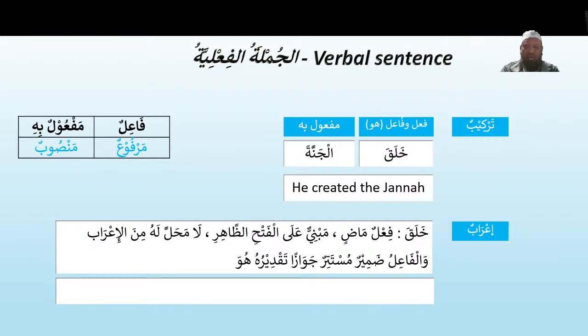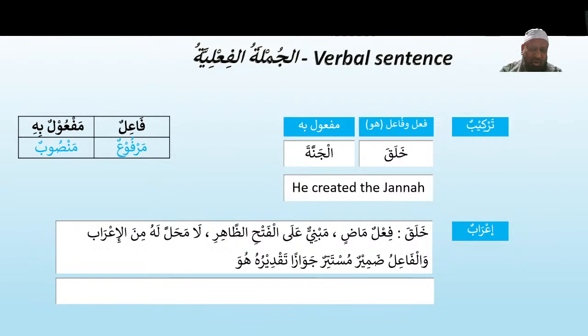خلق فعل ماض مبني على الفتح الظاهر لا محل له من الإعراب والفاعل, as we have to say, والفاعل ضمير مستتر جوازا. تقديره means assumed, or it is hidden. تقديره assumed or believed to be هو. So والفاعل ضمير مستتر جوازا تقديره هو.